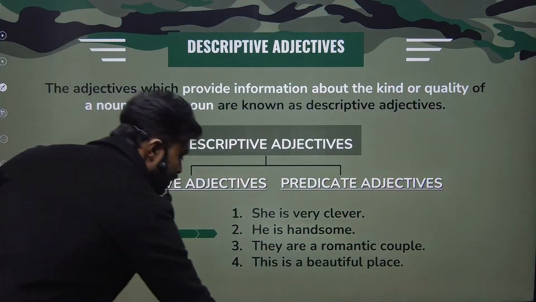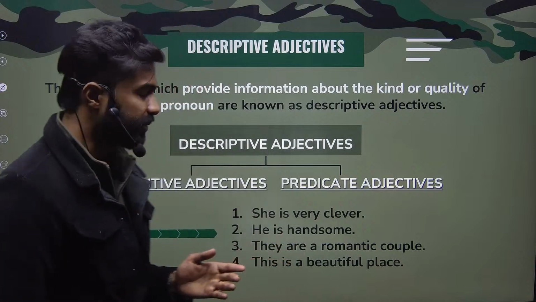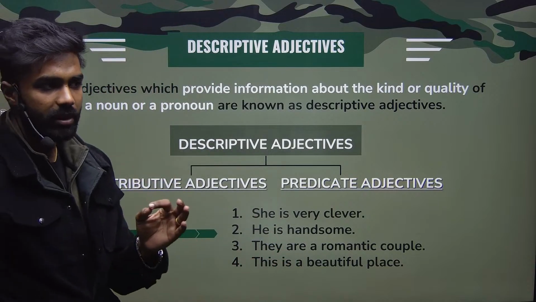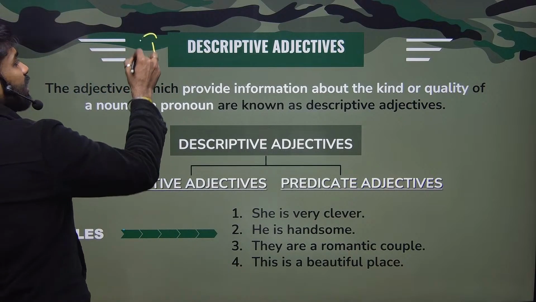Okay. Now let us discuss the types of adjectives. How many types are there, sir? We have a lot of types, but we'll be dealing with the primary and most important types over here. All right. First one is descriptive adjectives.